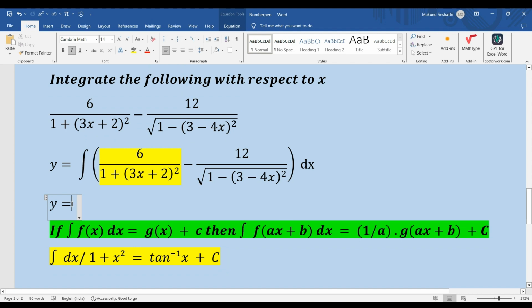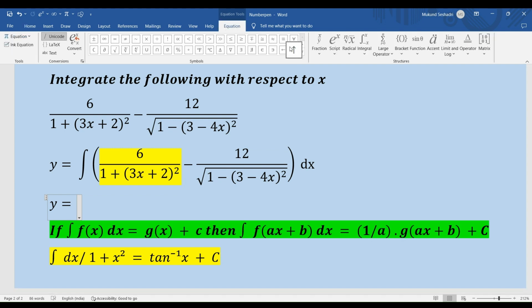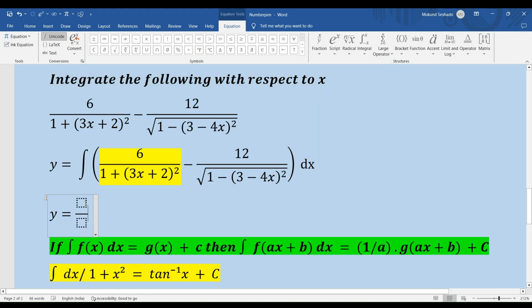So if integral of dx by 1 plus x square equals tan inverse of x, and then I connect it with what I've highlighted in green, then my f of x is nothing but 1 by 1 plus x square, my g of x is tan inverse of x, and then I have my f of (ax plus b), which is nothing but 1 divided by 1 plus (3x plus 2) the whole square, right? Which is, keeping the 6 aside, what we have highlighted in yellow. And the answer for that is 1 by a times g of (ax plus b). And if I equate ax plus b as 3x plus 2, what is my a? My a is 3 and my b is 2, right? So I can straight away arrive at my answer once I know these two things, right?